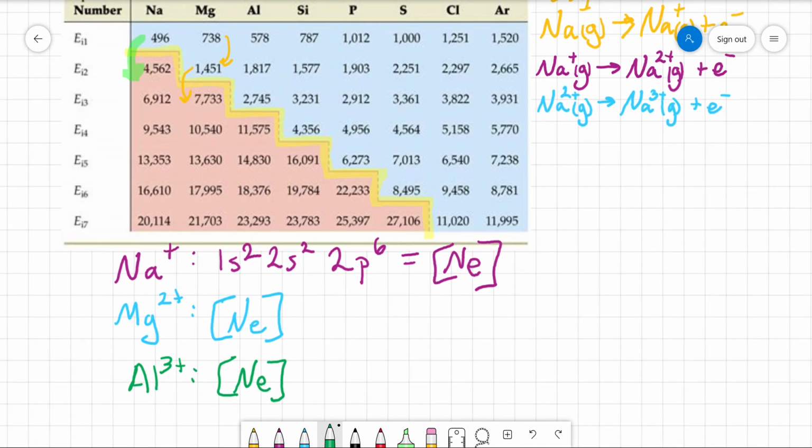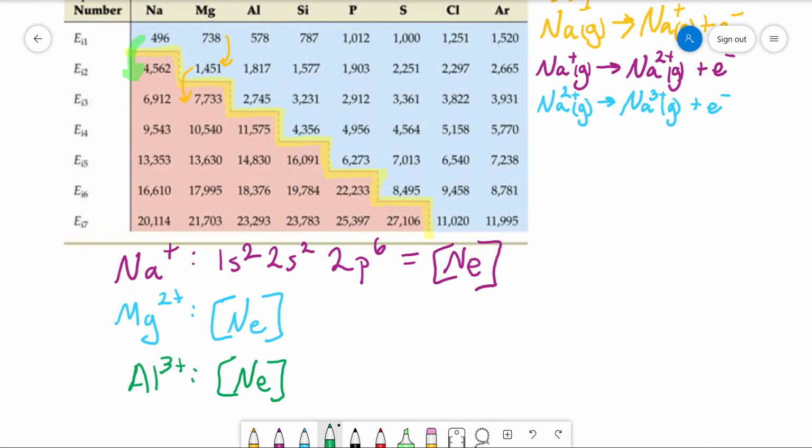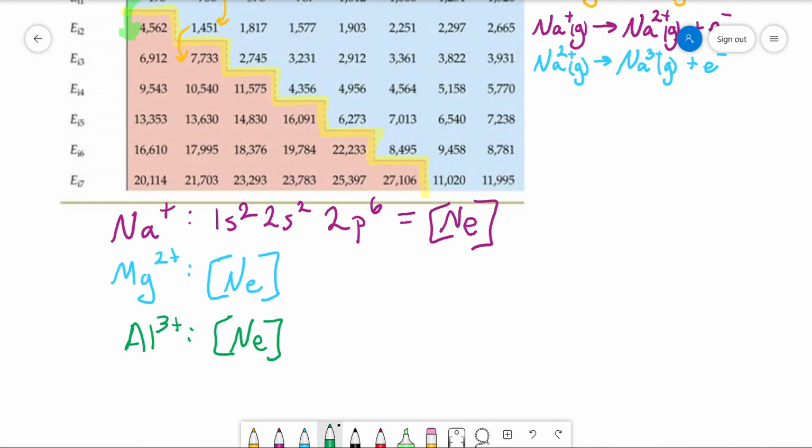So what you'll notice is as you cross the stair step from the blue to the pink, that next ionization energy with a huge increase in energy, that's removing an electron from the noble gas electron configuration. Remember, noble gas electron configuration is stable. So for instance, Na2+ is not neon. That electron configuration is 1s2, 2s2, 2p5.